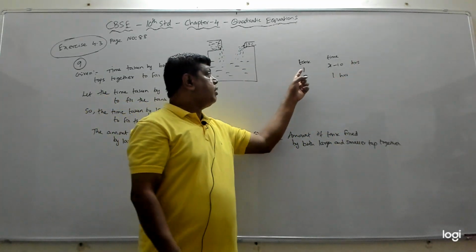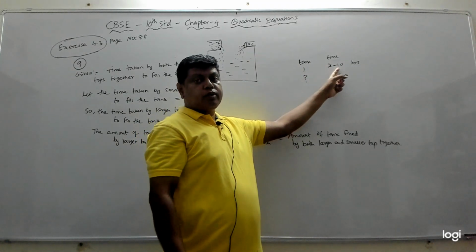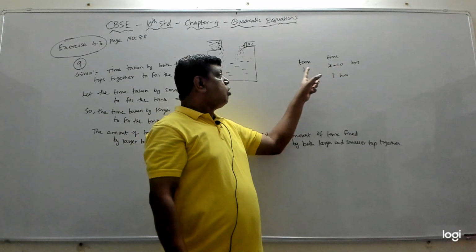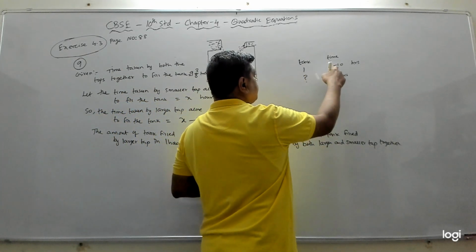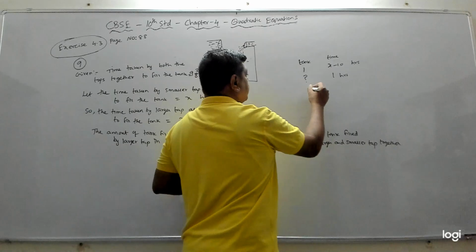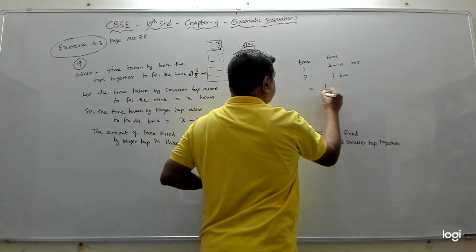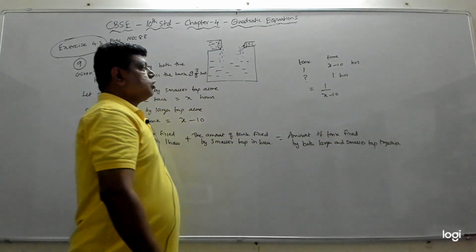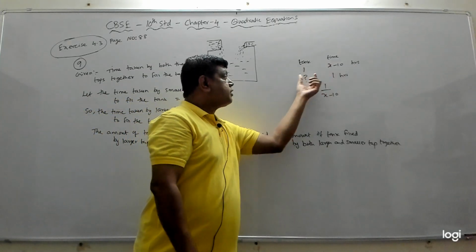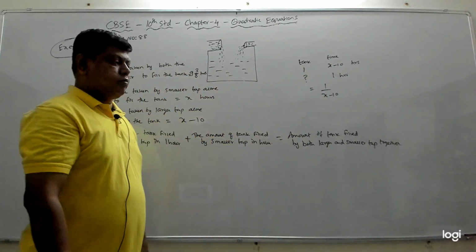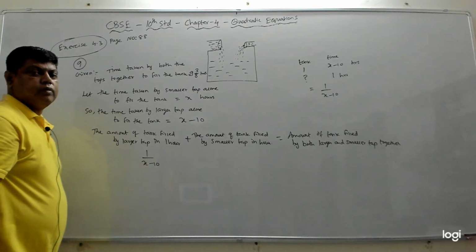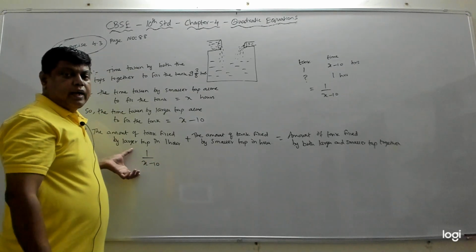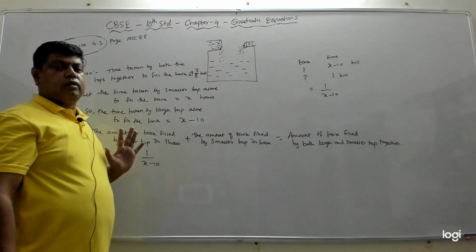Now to fill one tank, it takes x minus 10 hours. Now in 1 hour, how much tank will be filled? So this into this divided by x minus 10. So you will get 1 into 1, 1 by x minus 10. So in 1 hour, 1 by x minus 10th of the tank will be filled. This is the amount of tank that will be filled in 1 hour.